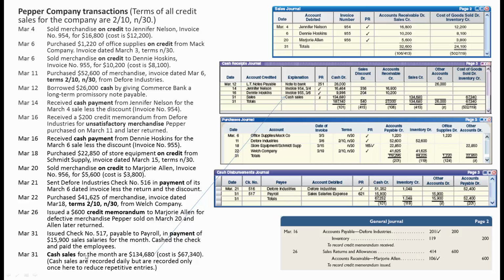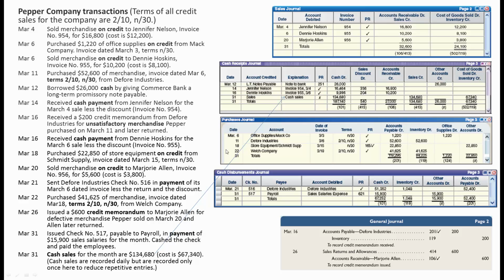Next, we have some cash sales. For the month, they were $134,680, and their cost of sales was $67,340. Now, this would normally be recorded at a point of sale and would be recorded daily, but just to not have repetitive entries, and because we're just theoretically trying to learn what to do, we are just going to record this once for the month.